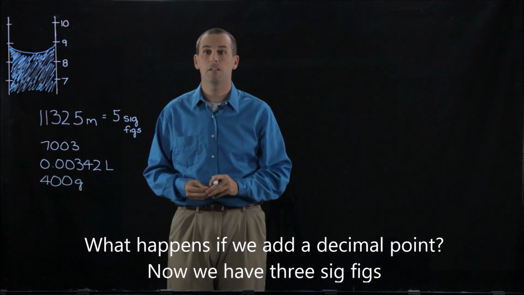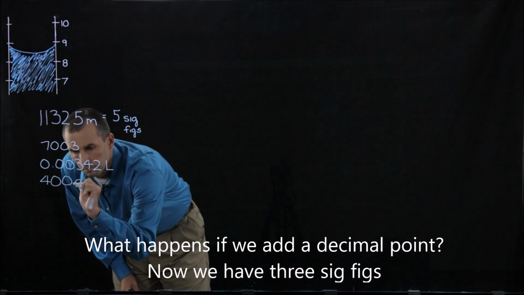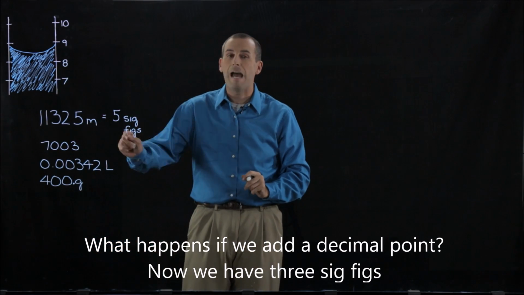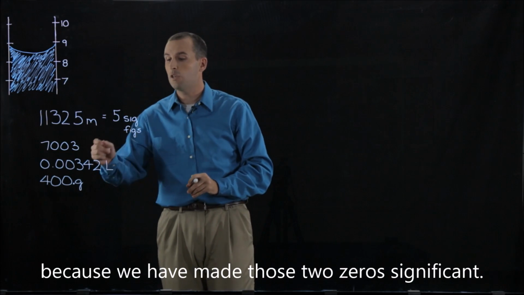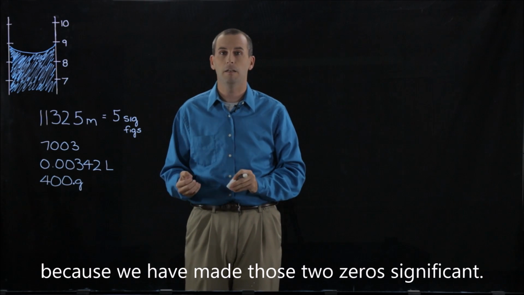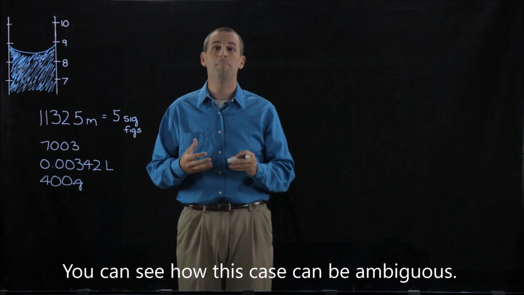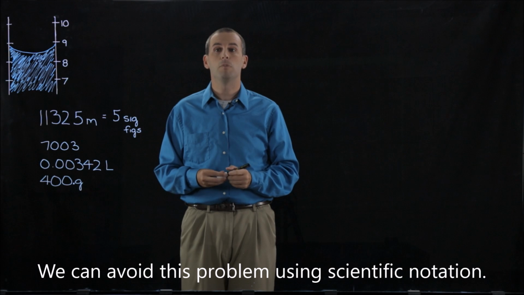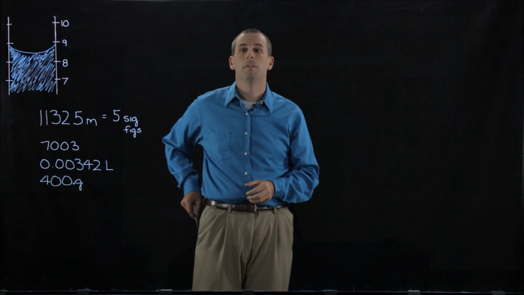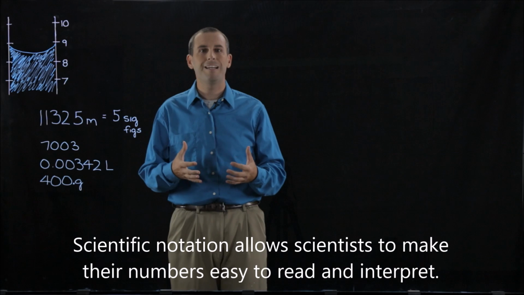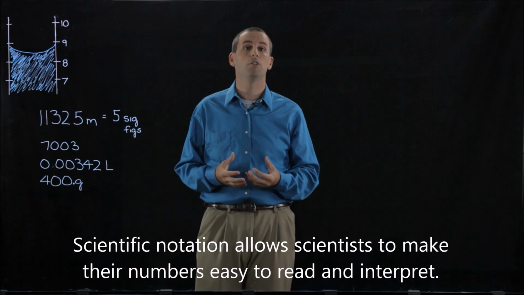What happens if we add a decimal point? Now we have 3 sig figs, because we have made those 2 zeros significant. You can see how this case can be ambiguous. We can avoid this problem using scientific notation. Scientific notation allows scientists to make their numbers easy to read and interpret.